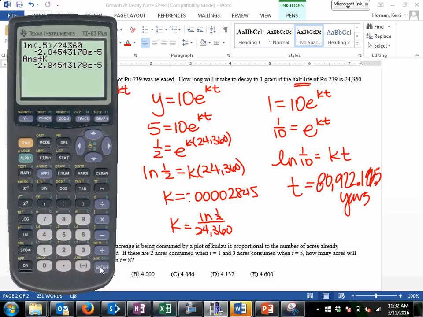Because we began with 10, and we're talking about half-life, this number, the 24,360 years, is its half-life. That's how long it takes to cut in half. So half of 10 is 5. Whether we knew the 10 or not, if it's half-life, we know that y divided by c will be 1/2.